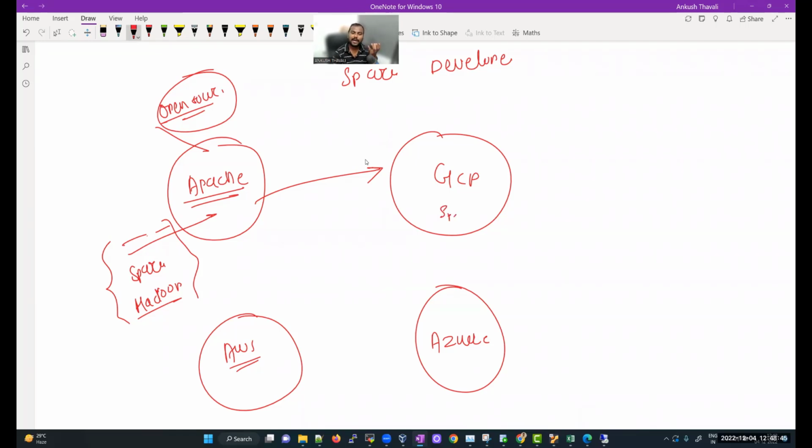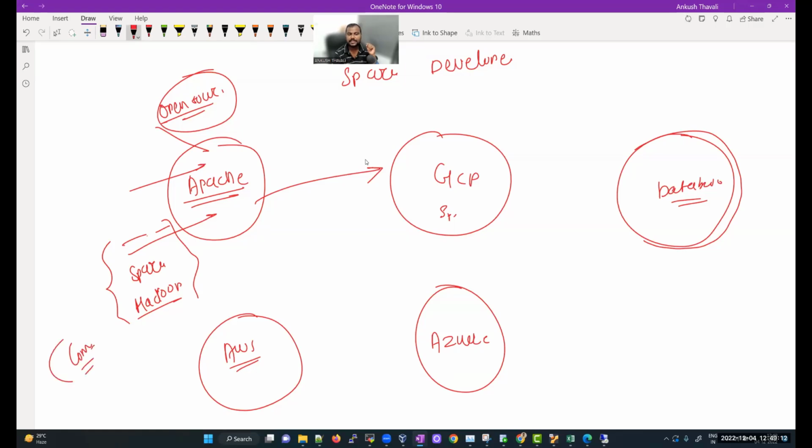What happened is this Spark was developed by a person, and he handed over that Spark to Apache. Then he created his own company called Databricks, and Spark is open source here. He made some changes. This is the community edition. Community means anyone can use it. He created his own edition, which we call the commercial edition.